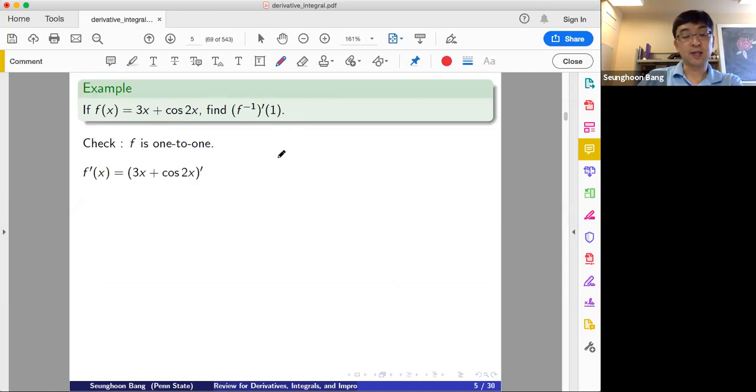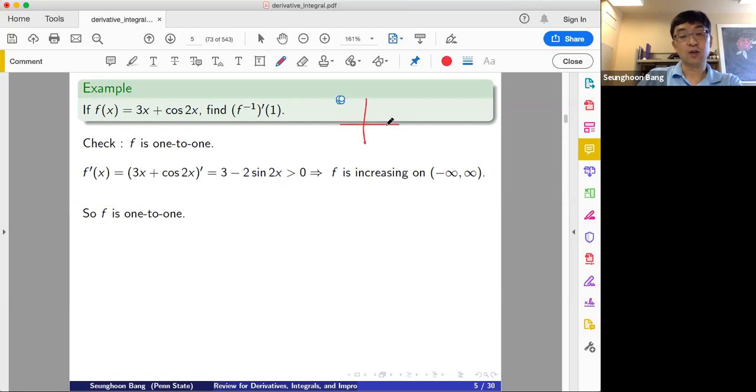F prime of x is 3 minus 2 sine 2x, like this. So what happens? The sine of 2x is between minus 1 and 1. So 3 minus 2 times 1 is the minimum, which is 1. The maximum value is 3 minus 2 times minus 1, which is 5. It's always a positive number. So what does it mean? Function f is increasing. An increasing function is always one-to-one.